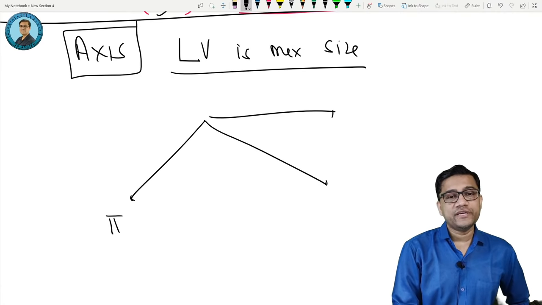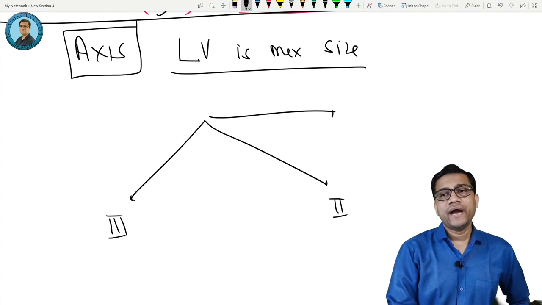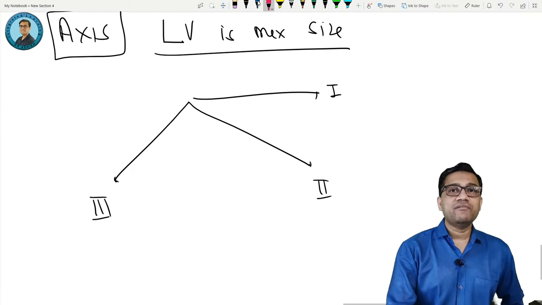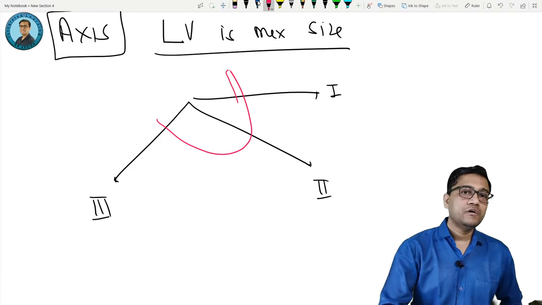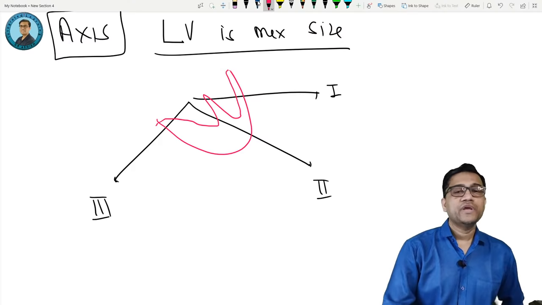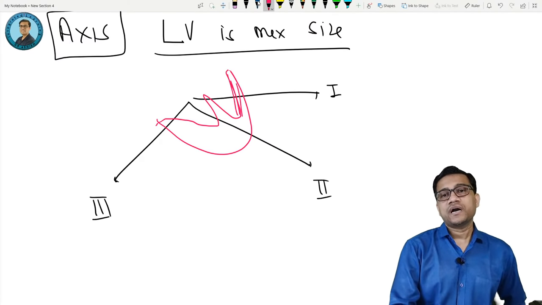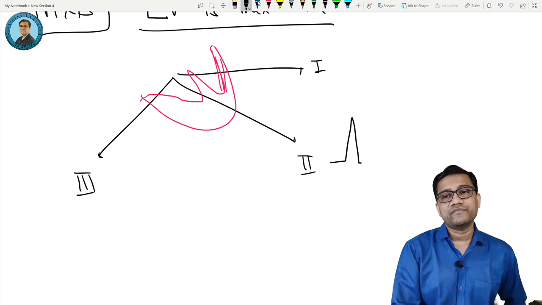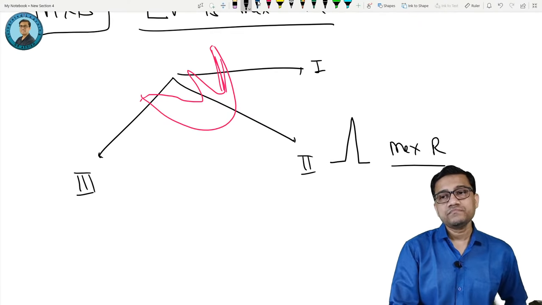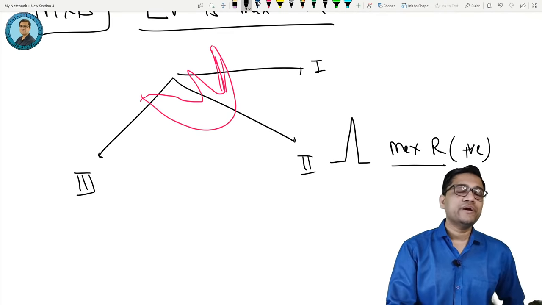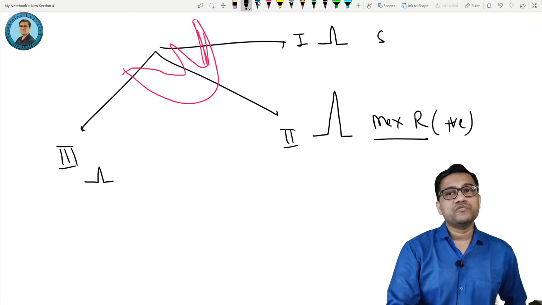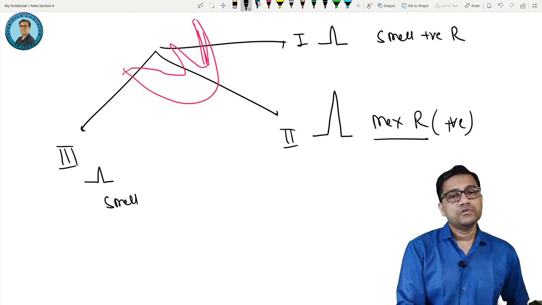So this is lead 3, lead 2 and lead 1. Are you clear? So lead 1, lead 2 and lead 3. And this is our heart. Let's say the heart. So now as you can see, the current is flowing here. So that's why the biggest R wave is in lead 2. It has the biggest R wave, maximum R. It is positive and biggest. Are you clear? And in lead 1 and 3, we will see R waves which are smaller. So we have a small positive R. Here also small R, but maybe positive.